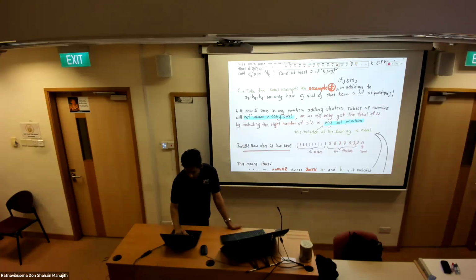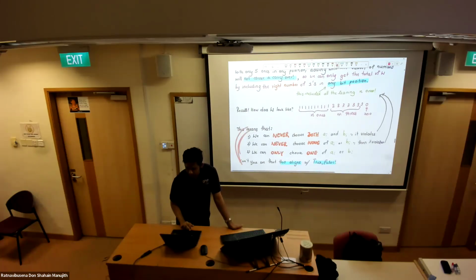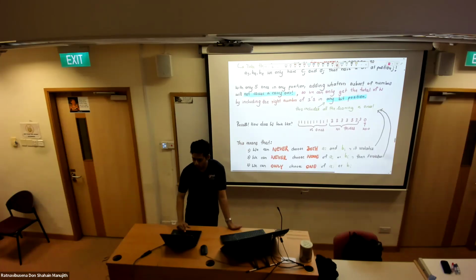So how does W look? You have n ones, then m 3s, and 0. This means that we can never choose both AI and BI. Why? Recall we're trying to prove yes of subset sum implies yes of three-set. If you choose both AI and BI, then you violate this part. If you never choose any of AI and BI, again it violates this part, because then it will be 0 for a certain position. So the only possibility is that we choose either one of AI or BI.